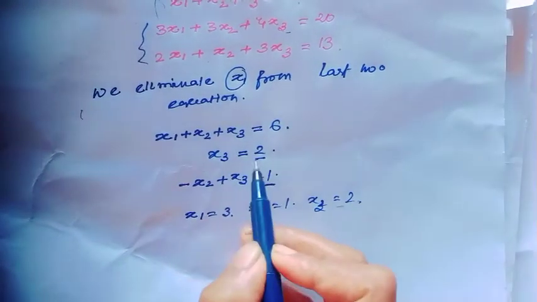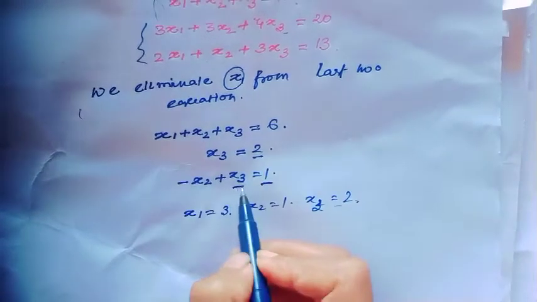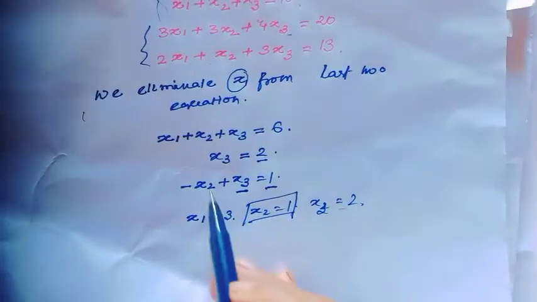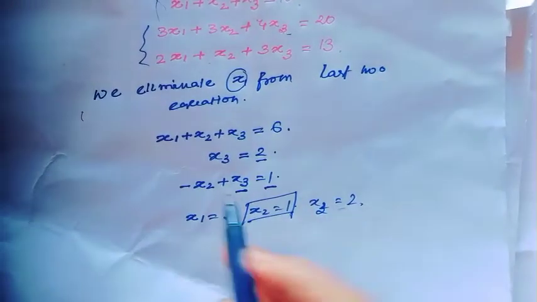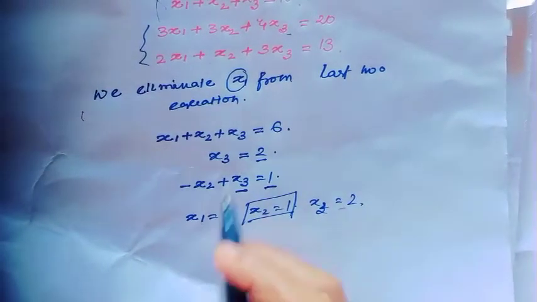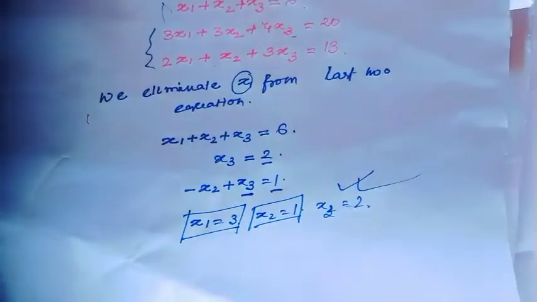Now since x3 is equal to 2, I just put the value here, then I will get x2 equal to 1. And for x1, here I have x2 and x3, then putting in the values, I will get x1 equal to 3. Have you understood this equation?